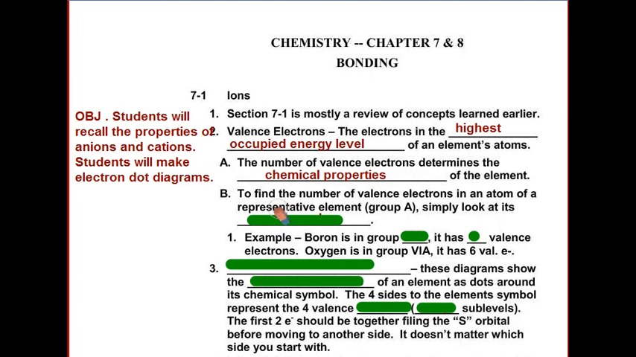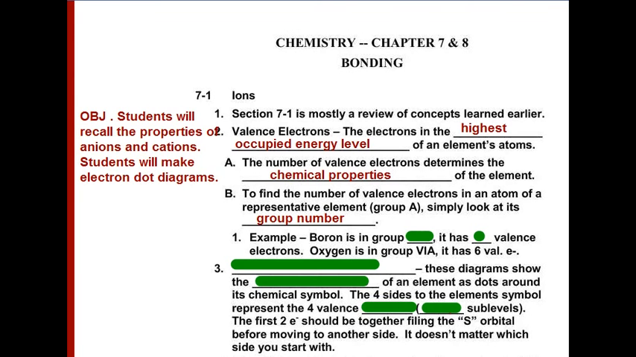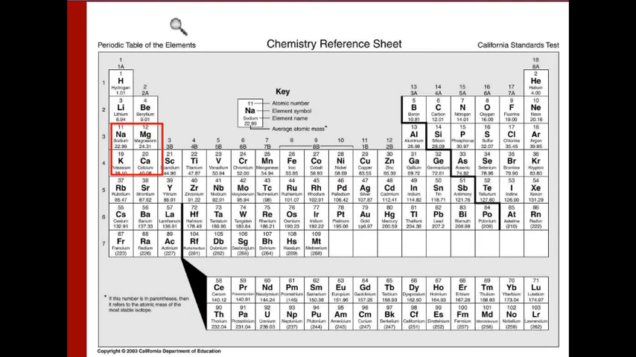And then to find the number of valence electrons of a representative element, in other words, the group A elements, you can simply look at the group number up at the top. So if we take a look at our periodic table, and we see which elements are our representative elements. This one, 1A, 2A, 3A, 4A, 5A, 6A, 7A, and 8A.